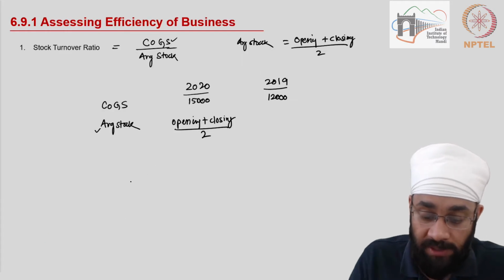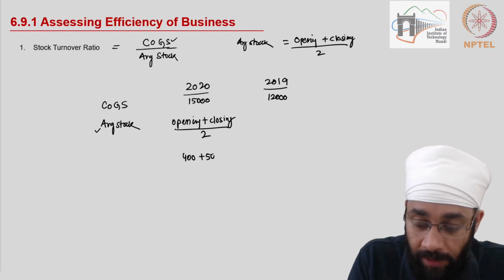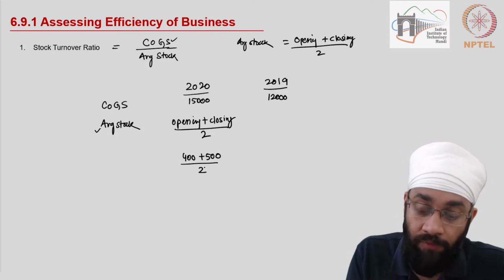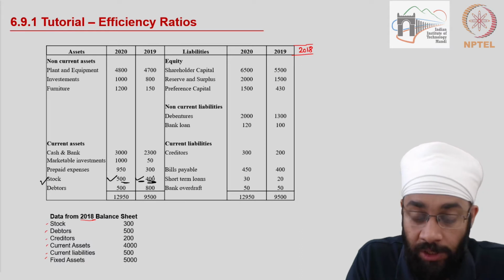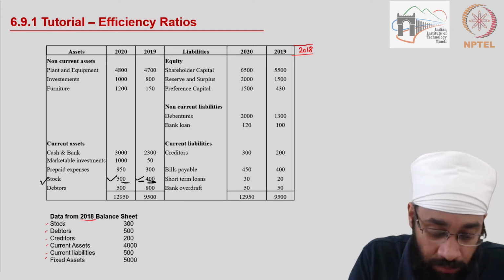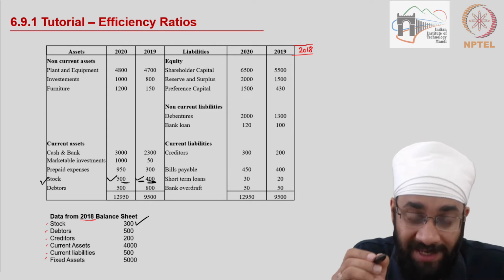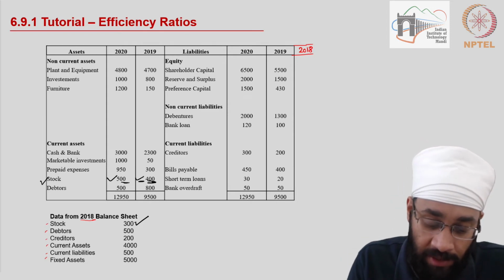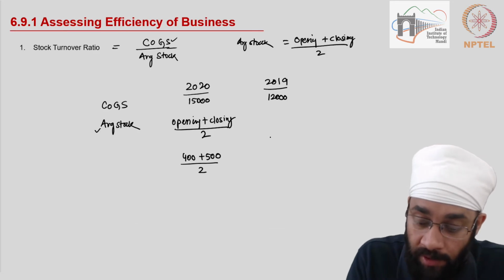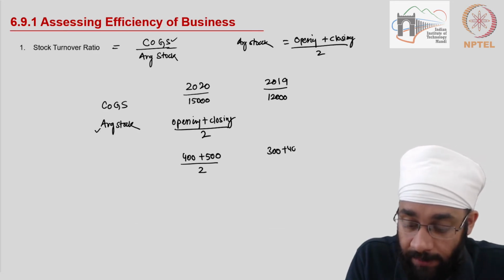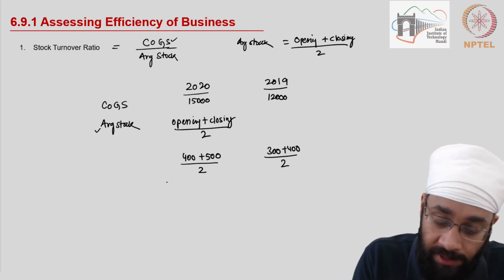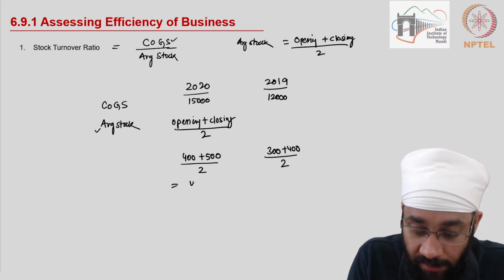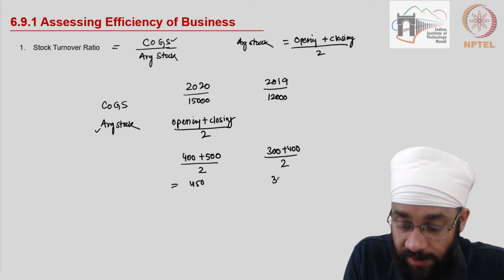So 400 plus 500, and you divide this by 2. Now for the previous year, for 2019, the 400 is the closing stock, but what is the opening stock for 2019? The opening stock for 2019 is going to be the closing stock for 2018, and that number is 300. So 300 plus 400 for the 2019. Divide this by 2 and you have the average stock for these two time periods. So this comes out to be, this is 900, so 450, and this is 700, so 350.